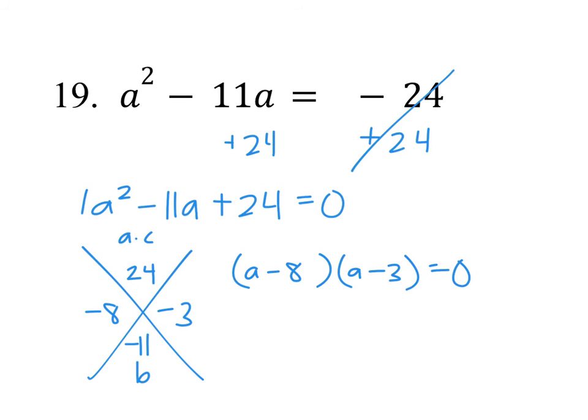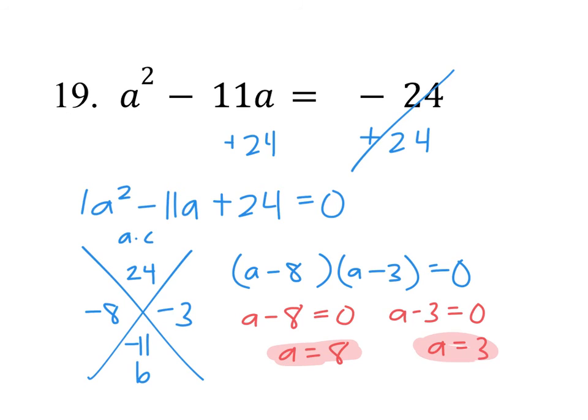Now I can create my two separate equations to solve for a. a minus 8 equals 0. Add 8 to both sides, which means that a equals 8, and a minus 3 equals 0. Add 3 to both sides, which means that a equals 3. This would be your final answer for your quadratic.